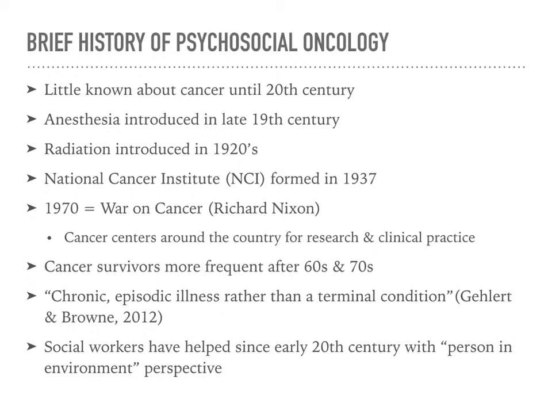And after the 60s and 70s, it's important to note that there were more cancer survivors because of the advancement in treatment and research and clinical practice. Cancer actually became known as a chronic episodic illness rather than a terminal condition after that time period. And since the earlier 20th century, social workers have helped the oncology profession with a person-environment perspective and offering clinical advice and education and many other factors and supports.